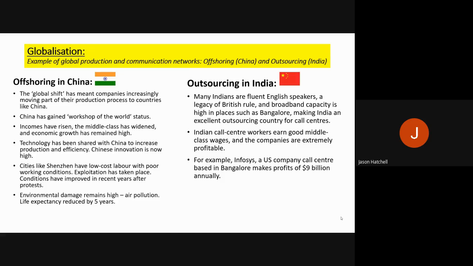Indian call centers have workers who earn good middle class wages for India, and the companies are extremely profitable. An example of that is Infosys, which is a US company, and that company, based in Bangalore now, makes $9 billion worth of profit annually.